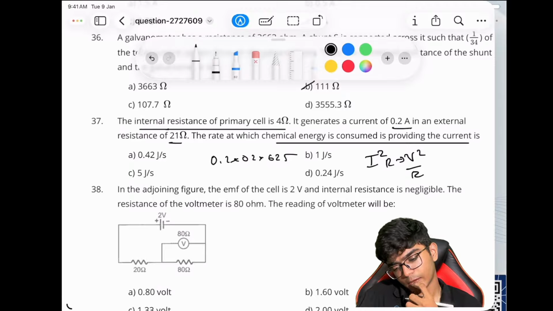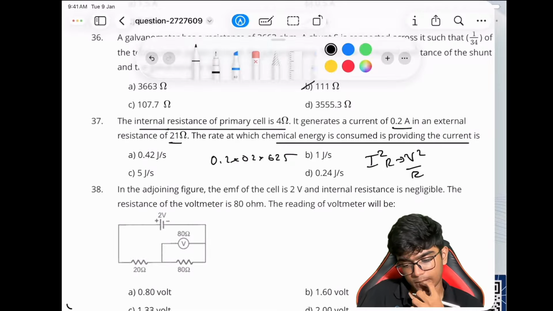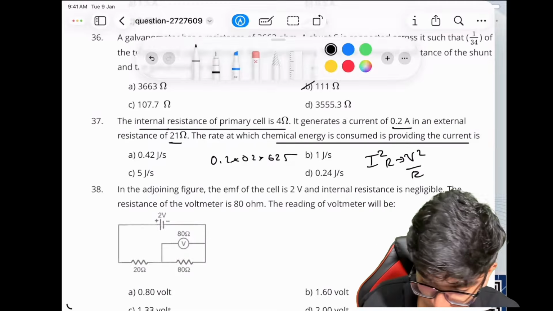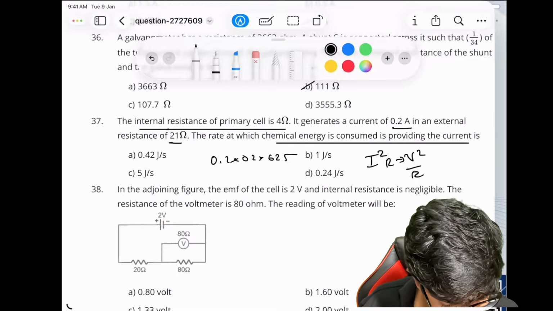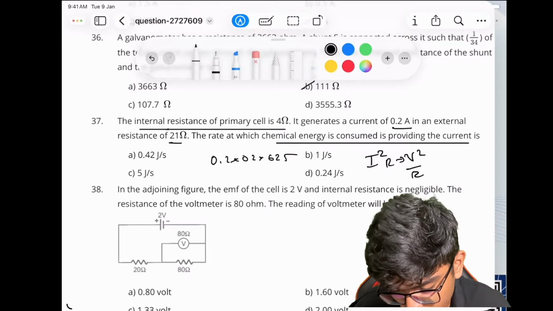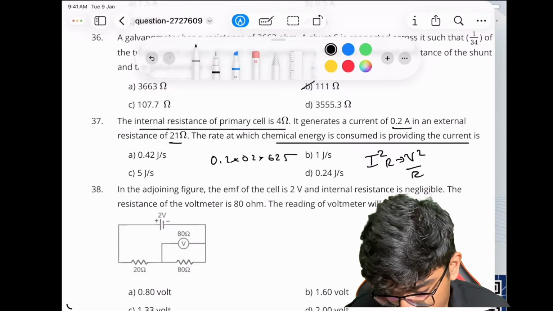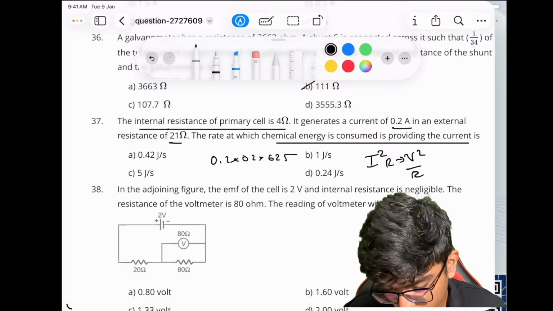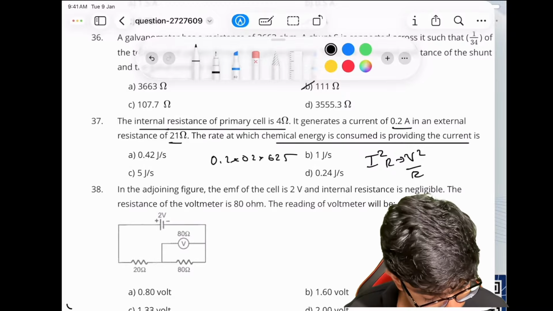Simple. Okay, fine. Which is nothing but 4 by 10. 4 times 625, one minute, is 2500 divided by 100 here. So it will be 2.5 around.